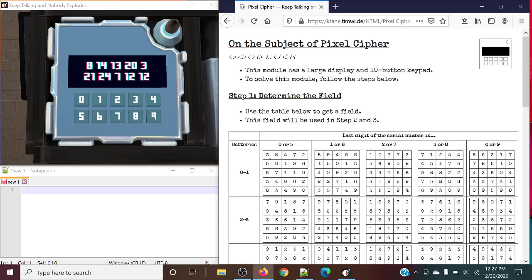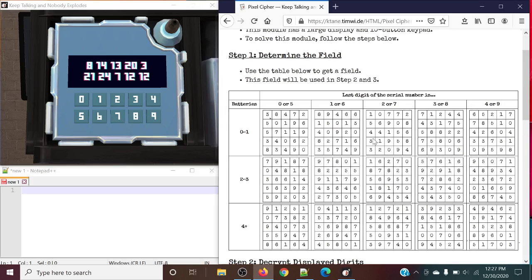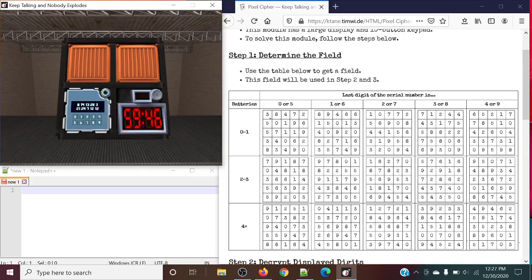I personally like, Pixel Cipher. So what this module does is it will give you a series of 10 numbers that you'll be working with here, and what you're going to want to do is find a whole bunch of these numbers on the grid, and I'll explain it.